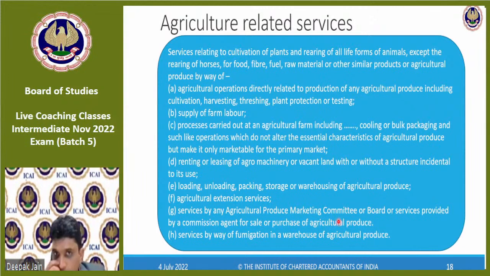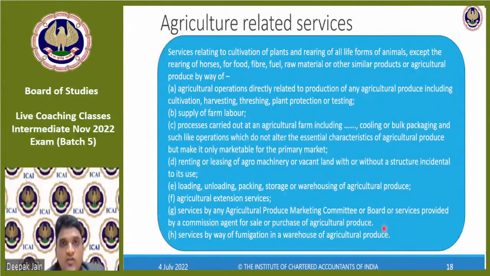सभी स्टेट में ये हो गया है कि एक कमेटी रहती है, तो वो कमेटी जो भी चार्जेस कलेक्ट करती है, जहाँ पे लोग आते हैं, उनका भी जो चार्जेस होता है वो भी एग्जेम्प्टेड है. सो सर्विसेज बाय एनी एग्रीकल्चर प्रोड्यूस मार्केटिंग कमिटी, एपीएमसी कमिटी और बोर्ड आर एग्जेम्प्टेड. देन सर्विसेज प्रोवाइडेड बाय अ कमीशन एजेंट फॉर सेल और परचेज ऑफ एग्रीकल्चर प्रोड्यूस.